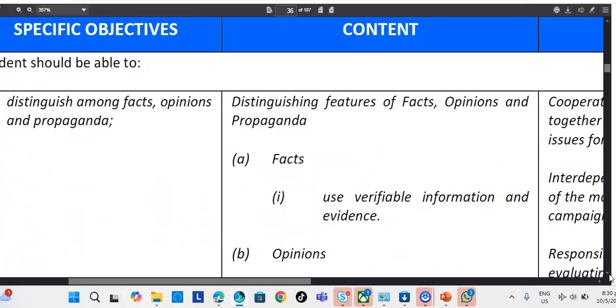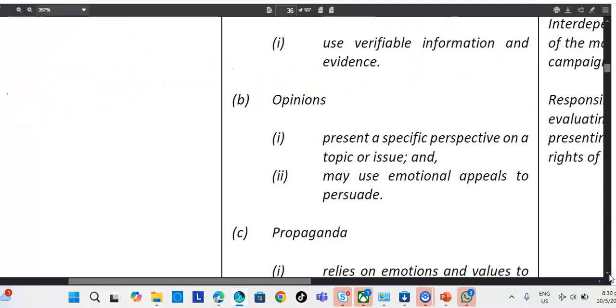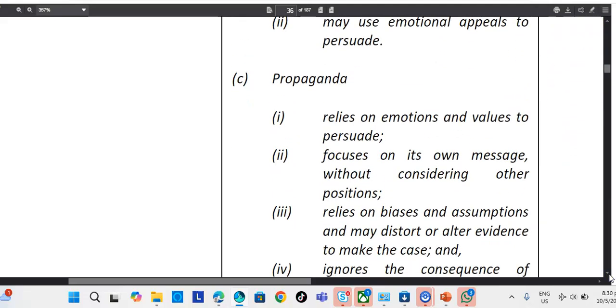Students should be able to distinguish among facts, opinions, and propaganda. So, facts are verifiable information, evidence. You can verify the information given. Opinions are just a specific perspective on a topic or issue and may use emotional appeals to persuade. So opinion, that's just your view on a topic. Propaganda relies on emotions and values to persuade. It focuses on its own message without considering other positions.